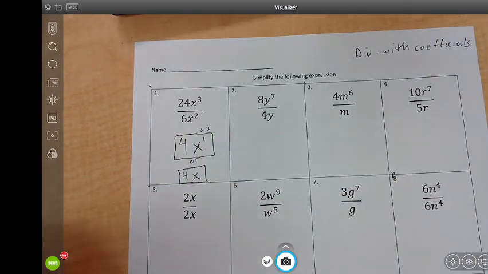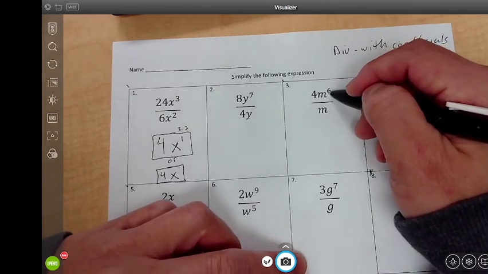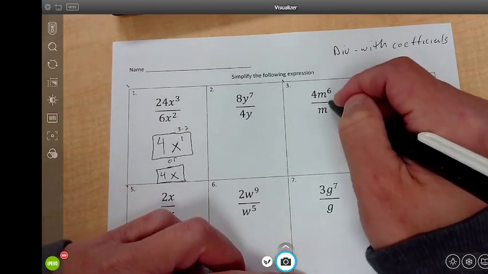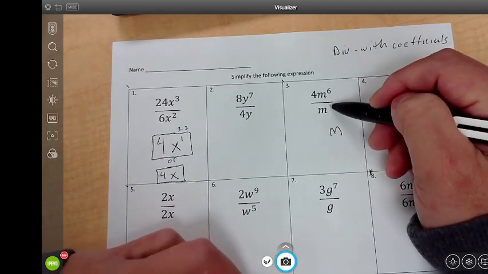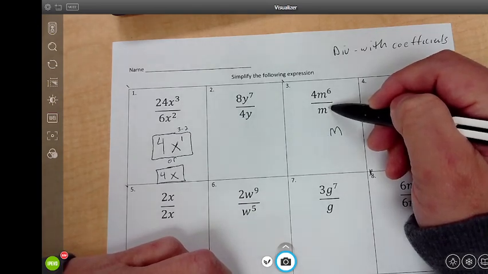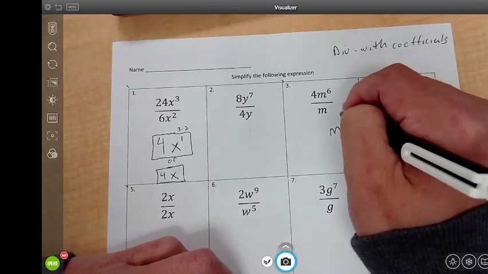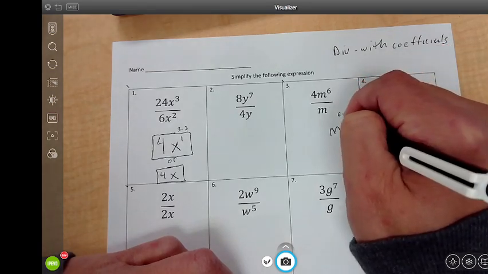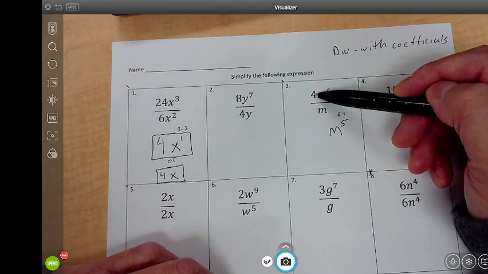All right, let's take a look at number 3. Number 3, we have m to the 6 and m. Okay, so we're dividing, so we have m, same base. So that m that does not have an exponent has an exponent of 1. So when we're dividing, we're going to subtract the exponents. That's going to be a 6 minus 1, and 6 minus 1, your exponent in your answer is going to be a 5.